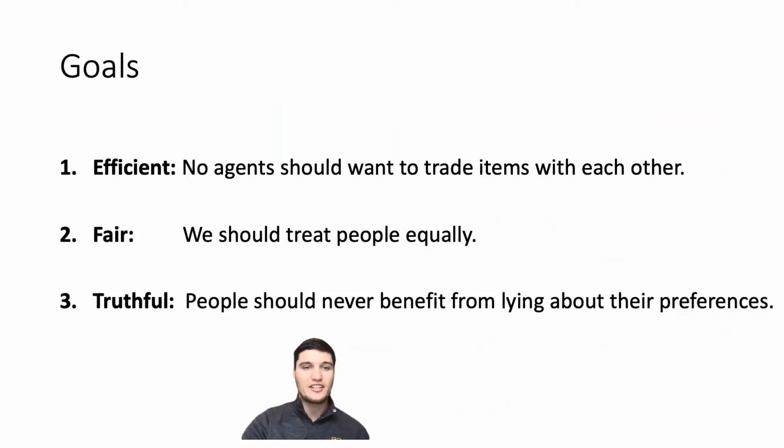Second, we want the allocation to be fair, which in this video, we're going to interpret as meaning we should treat people equally, right? We don't want to prioritize one agent's needs over another. And so that's going to involve some sort of randomization in order to make this fair. And finally, we want the mechanism to be truthful, right? So in particular, we're asking people to rank items for us, and it should never be the case that they can get a better item by lying about what they want.